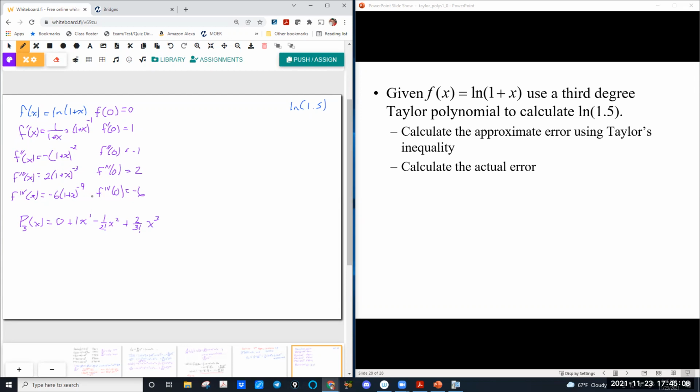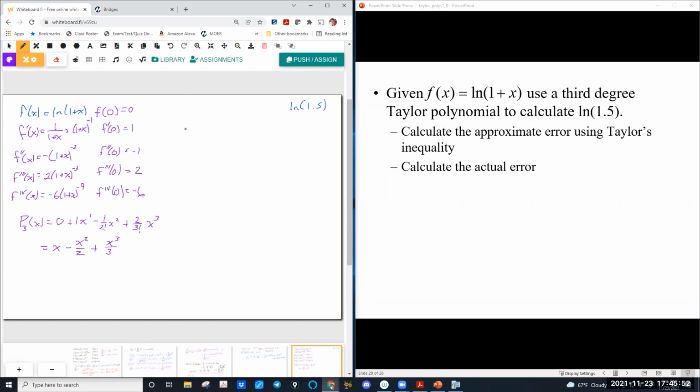Remember, this extra term was for when we go to look at the error. So let's clean this up a little bit. We don't need the 0. We don't need the 1s. So we have x. 2 factorial is 2. So minus x squared over 2. 3 factorial is 6, but 2 over 6 is 1/3. And I probably don't even need to go any further. If we needed more terms, I bet you could figure out the pattern on this one. But we were asked for a third degree Taylor polynomial, and that's what we got. Okay, so there's the third degree Taylor polynomial. Now, let's talk about calculating the error.